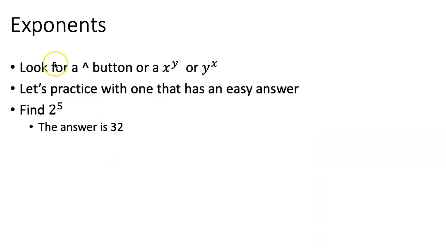Exponents. Look for that caret button or an x to the y button or a y to the x button. Let's try one that's pretty easy. 2 to the 5th power. That answer is 32. You may have to put the 2 in first and then press the exponent button and the 5. Maybe you have a calculator where you have to put the 5 in first. So practice this and make sure you know how to use your exponent buttons. Feel free to pause the video.